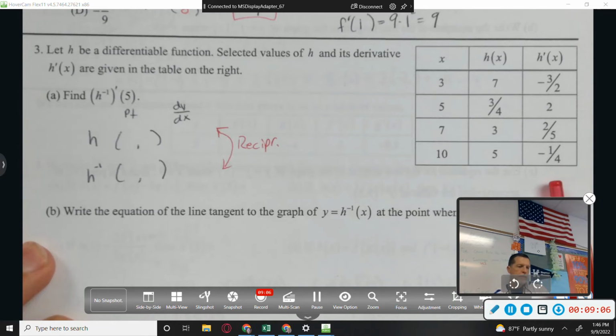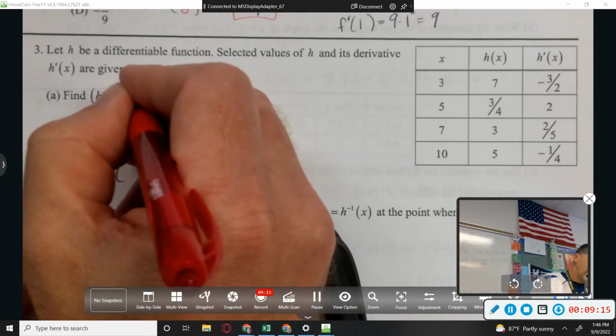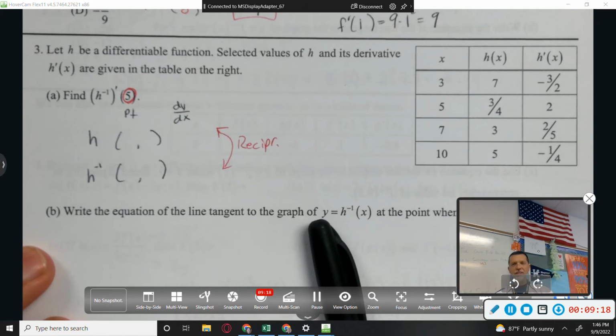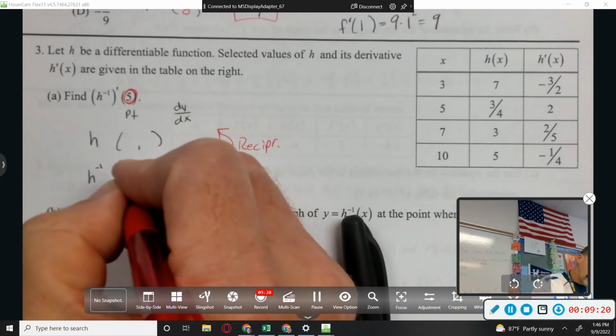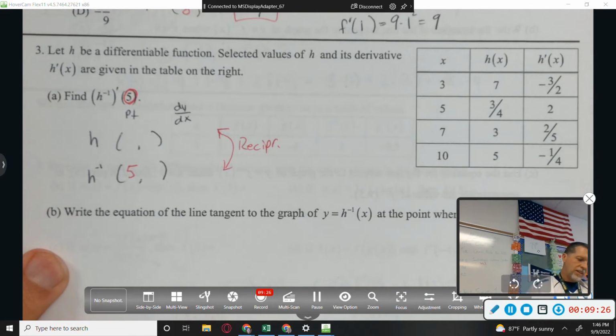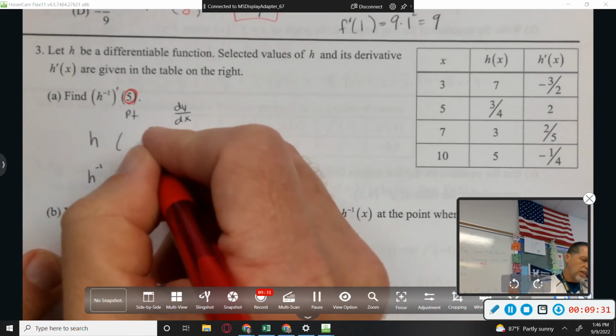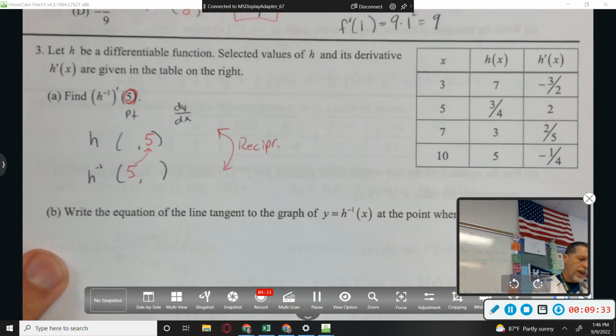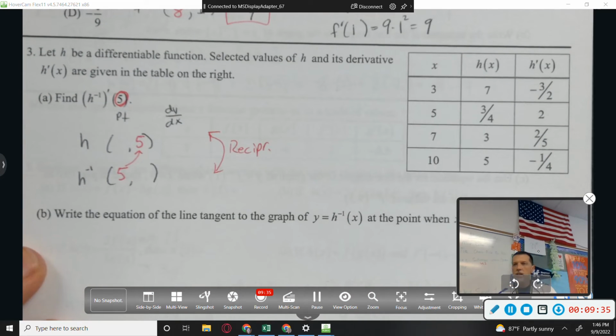Okay. So 5. Where's the 5 go? The x value of the original or the inverse? The inverse. Okay, that doesn't really help me because I don't have anything about the inverse of h yet. Where else does the 5 go then? The y value for h. Okay, so it's the y value for h.